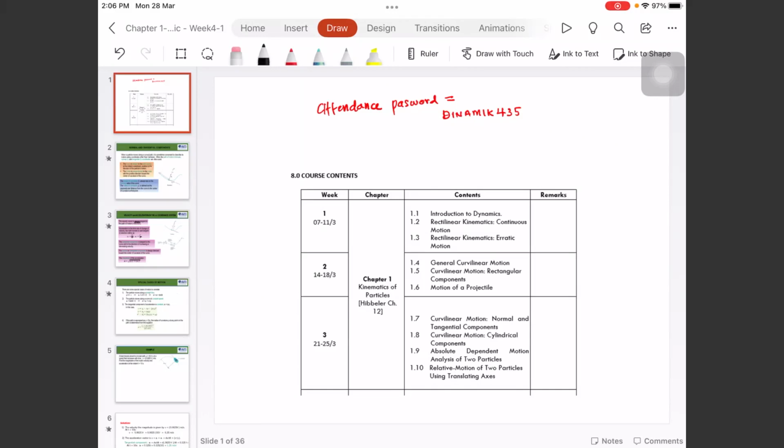Okay, so this is your teaching plan. You can refer back to UiTM learn. We have teaching plan. So this one we have covered, right? So today we will try to cover this subsection lah: normal and tangent components, cylindrical component, absolute dependent motion and relative motions.